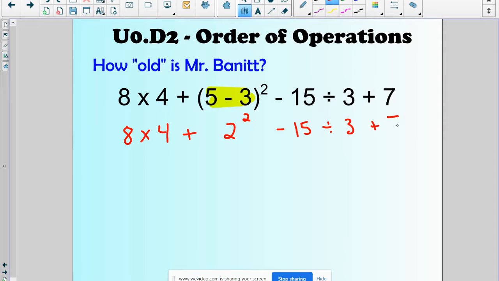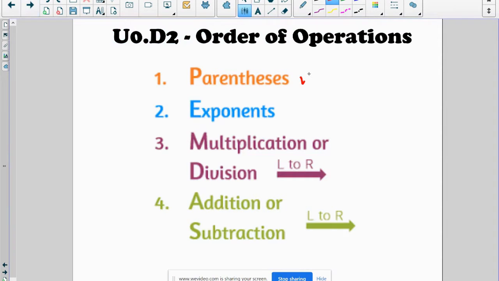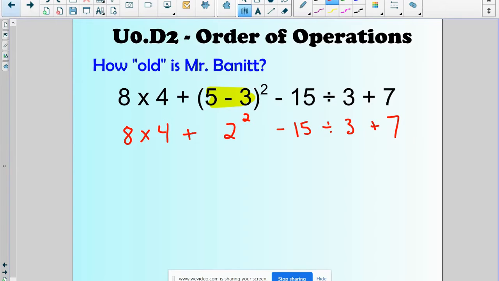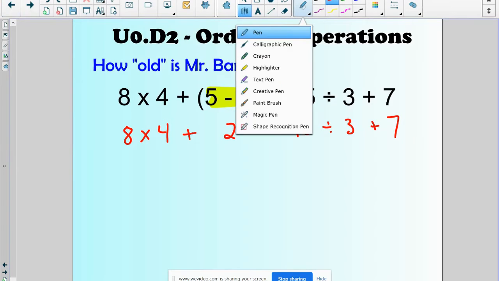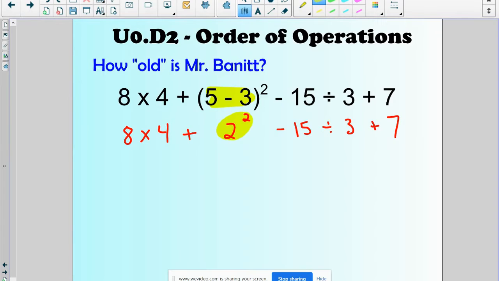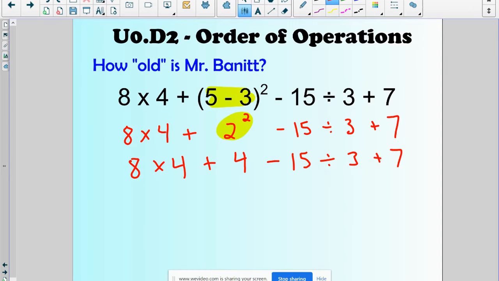After we do parentheses, the order of operations says that we should do exponents next. So let's see, do we have any exponents? We do. We have that 2 squared there, right in the middle. And an exponent means to multiply the base by itself, however many times the exponent indicates. So 2 squared is 2 times 2, which is 4. So we bring down the 8 times 4 plus 4, minus 15 divided by 3 plus 7.